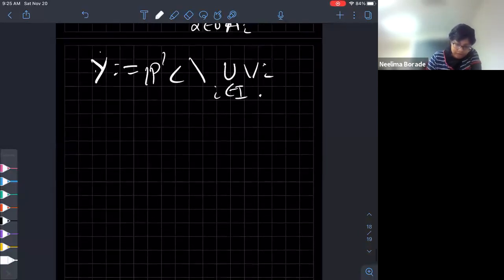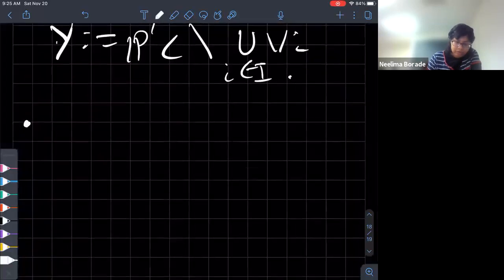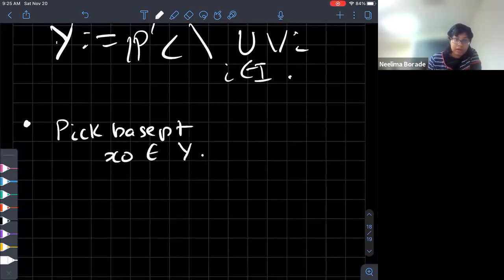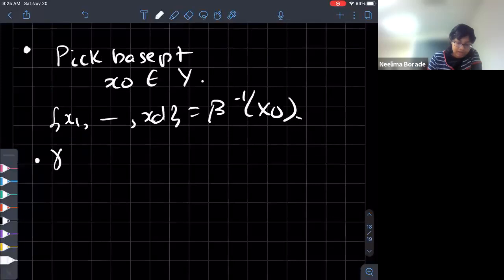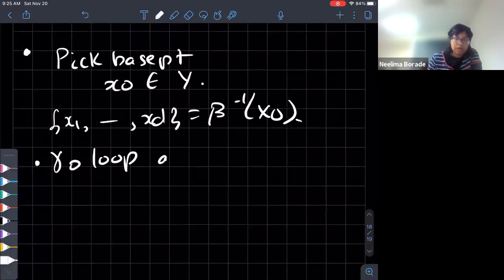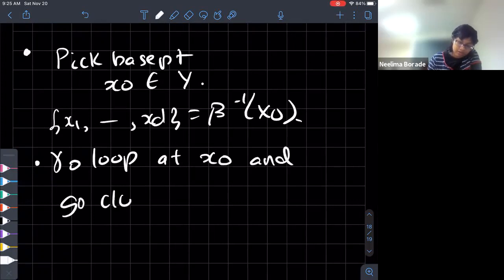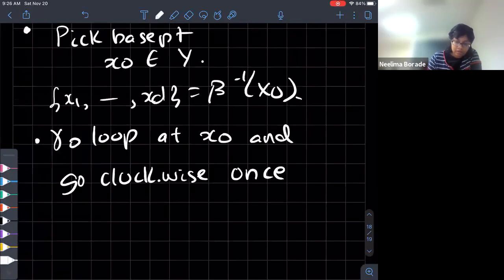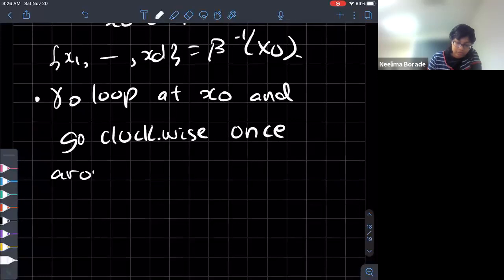So how do we construct the permutations corresponding to the special Belyi map? So we pick a base point, right? Pick x naught in Y, and then let x1 to xd be the pre-image. And then let gamma naught be a loop. We start at x naught, and then you go clockwise once around 0. Gamma 1 is defined similarly.